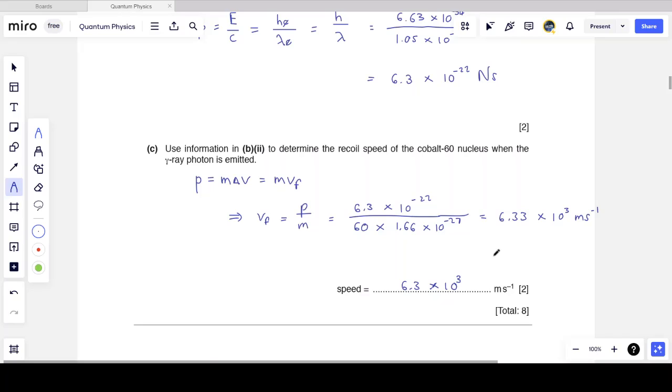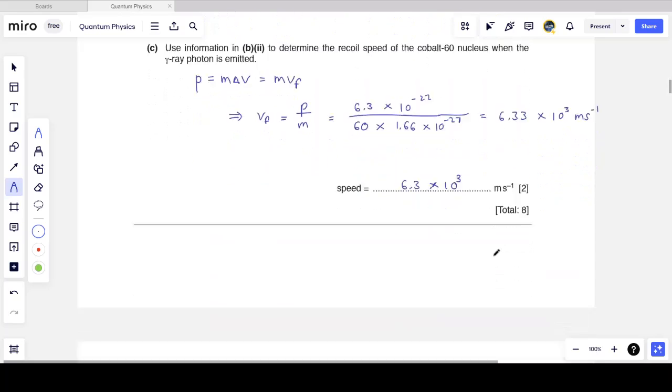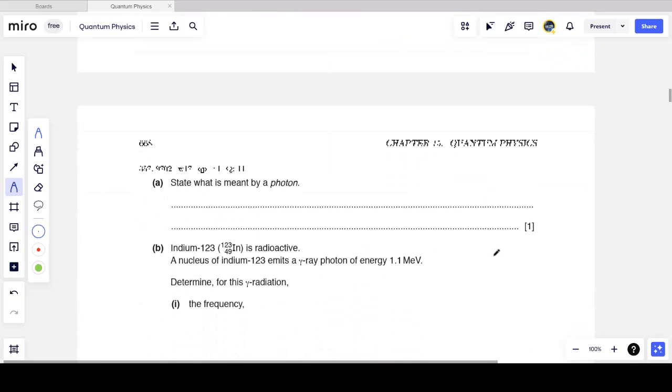You can think of this as a cannon. A cannon firing a cannonball will initially have a momentum of 0, and after firing the cannonball moves in one direction and the cannon moves in the other direction, and they must both have the same momentum in opposite directions so that the final momentum is still 0. And so this is sort of analogous to that situation.